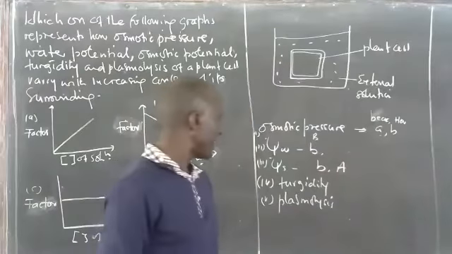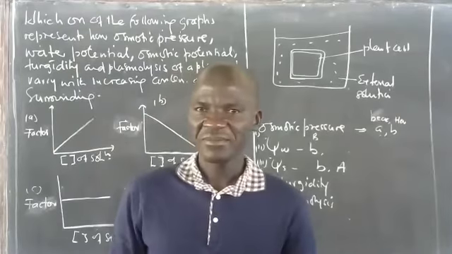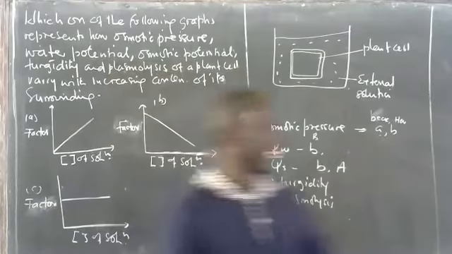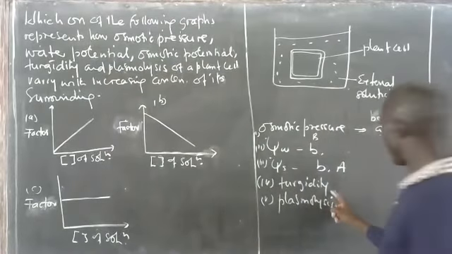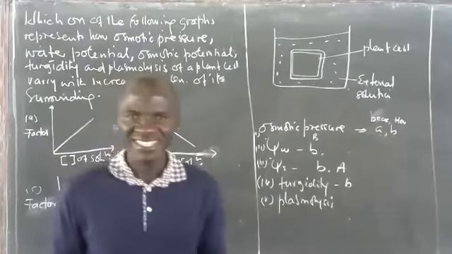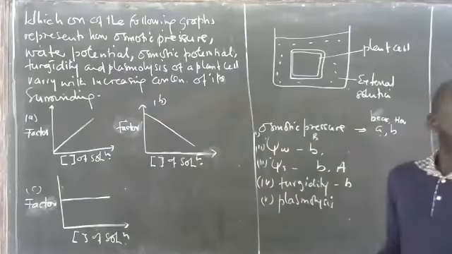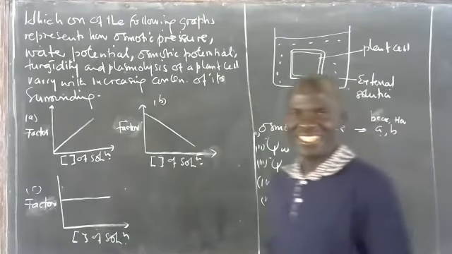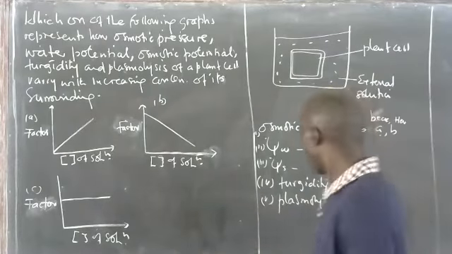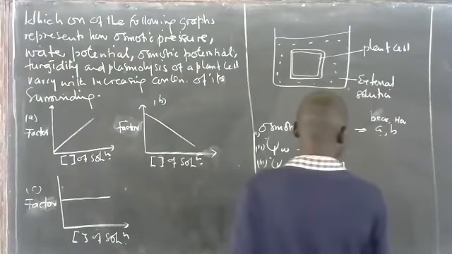Then what about stability? What about stability? Graph C. Graph B. I will concur with B. If you have an alternative, you mention. Don't just keep quiet. What about plasmolysis? Graph A.